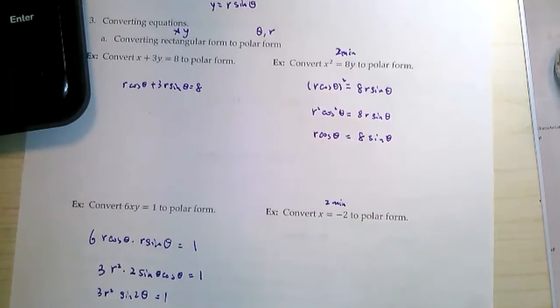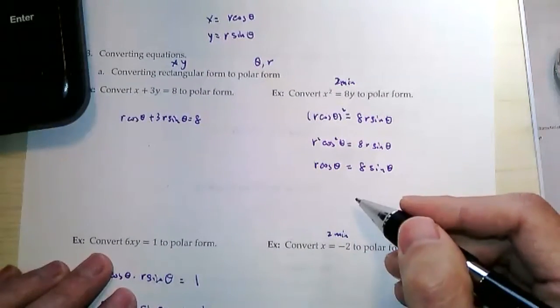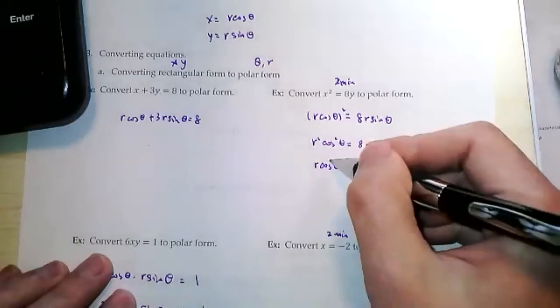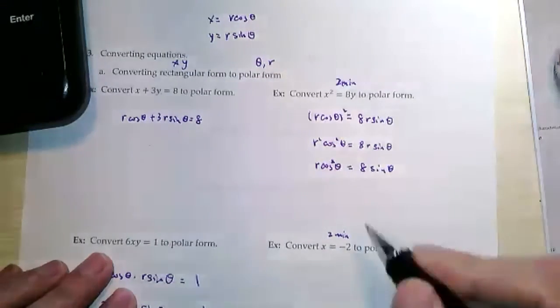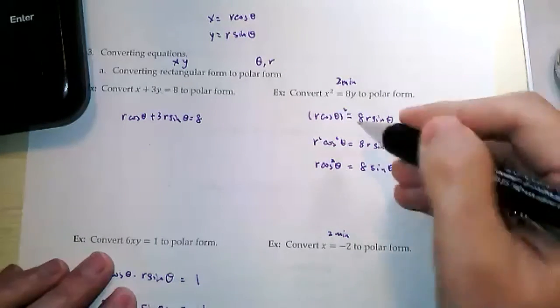Excuse me, Professor, why would you cancel out one of the cosine squareds? Oh, yeah, my mistake. Cosine squared is not cancelled. Okay, thank you. Just r is cancelled.